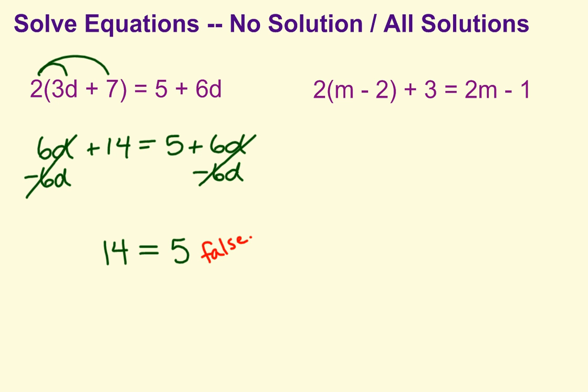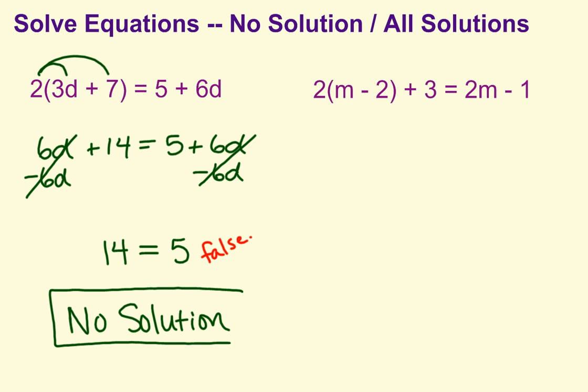So if you end up with a false statement in the end, after your variables have canceled from both sides, that means that there is no solution to this equation. There's not a single value for d that would make this equation true, so no solution. And again, we knew it was no solution because 14 does not equal 5. That's a false statement.